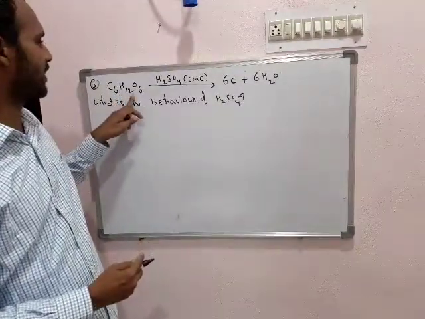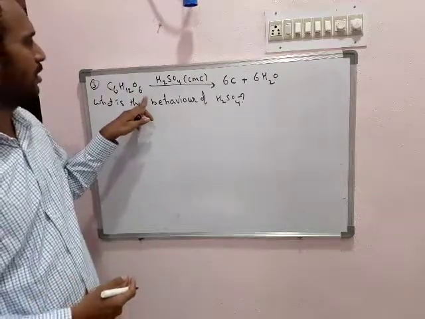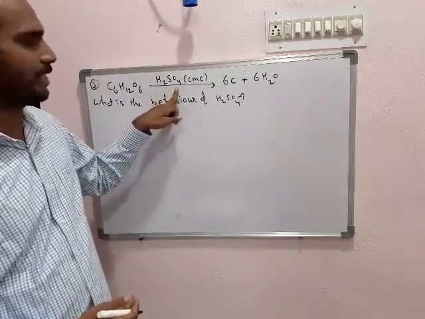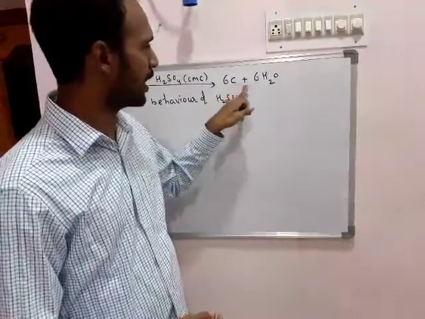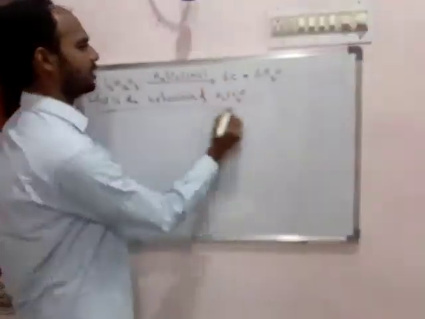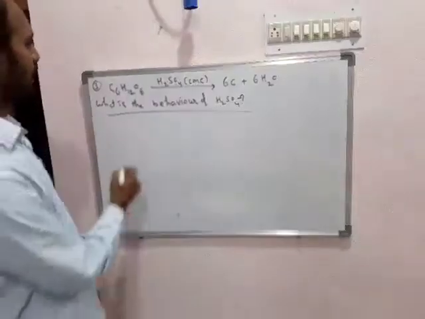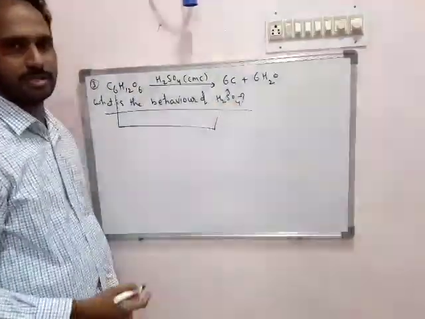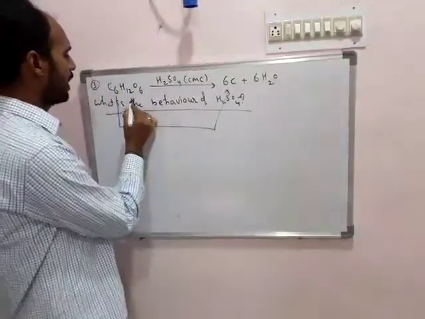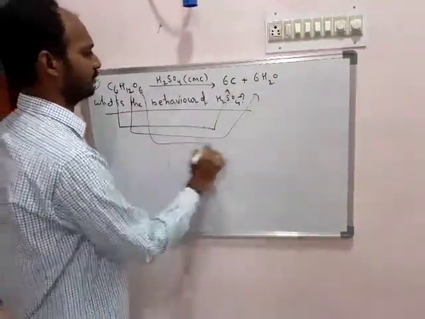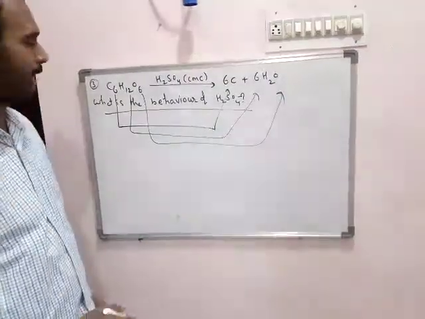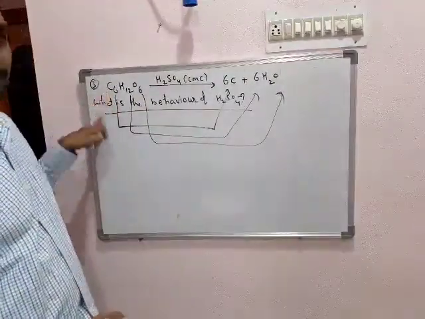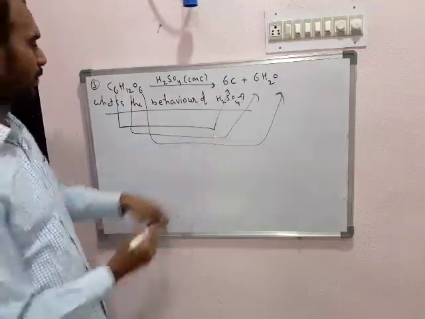Here glucose C6H12O6, glucose or fructose, in presence of concentrated H2SO4 forms 6 carbon atoms and 6 H2O. We need to find what is the behavior of H2SO4. In this reaction, the oxidation number of any element does not change. The carbon oxidation number in the reactants is 0. Here also 0.